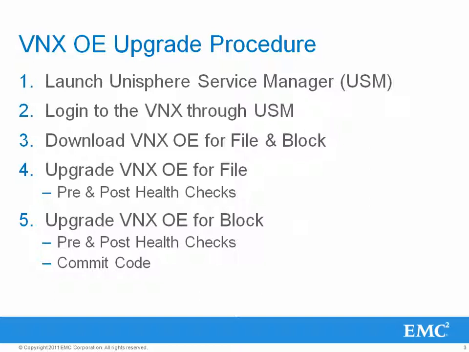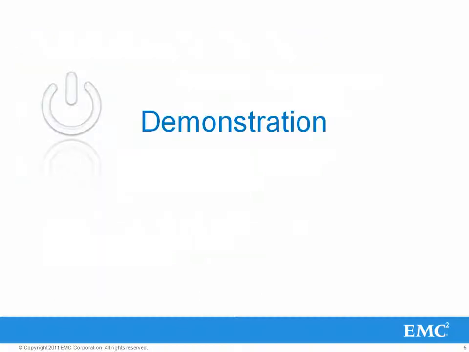We will launch Unisphere Service Manager and log into the VNX. We will then launch a wizard to download the VNX operating environment code for both file and block. We will then upgrade the VNX operating environment for file, followed by the VNX operating environment for block. We will now begin the upgrade.